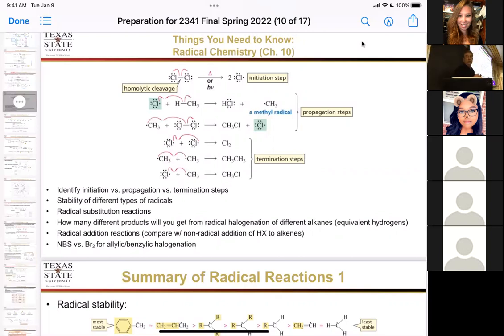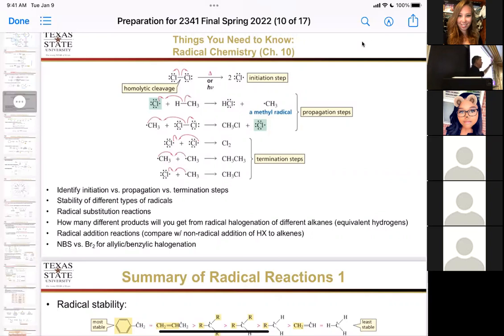So for the review here, we're up to chapter 10, which is radicals. And radicals only do 2 things. Anybody? Abstract a hydrogen and add to a double bond leading to another radical. There's only 3 steps to the mechanism.